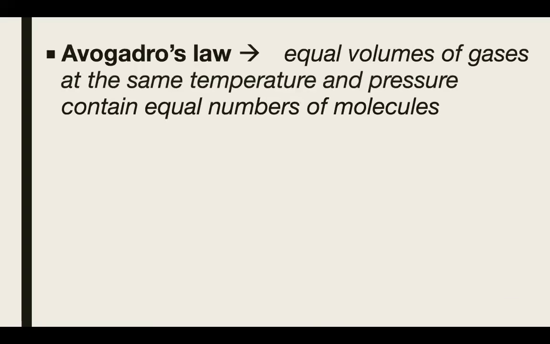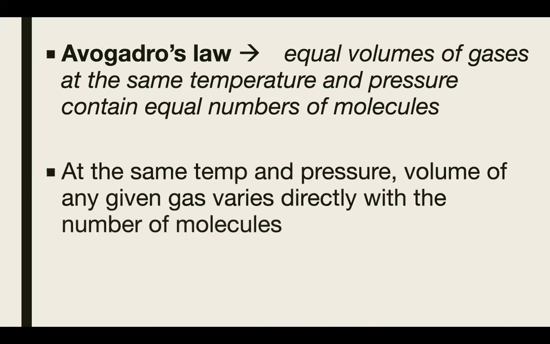So Avogadro's law states that equal volumes of gases at the same temperature and pressure contain equal numbers of molecules. At the same temperature and pressure, the volume of any given gas varies directly with the number of molecules. I want to talk about that in terms of a mathematical equation, like what we learned with Boyle, Charles, and Gay Lussac and their gas laws.